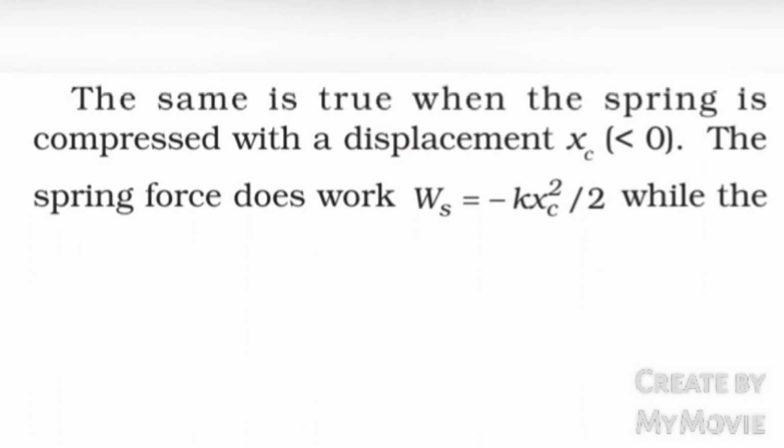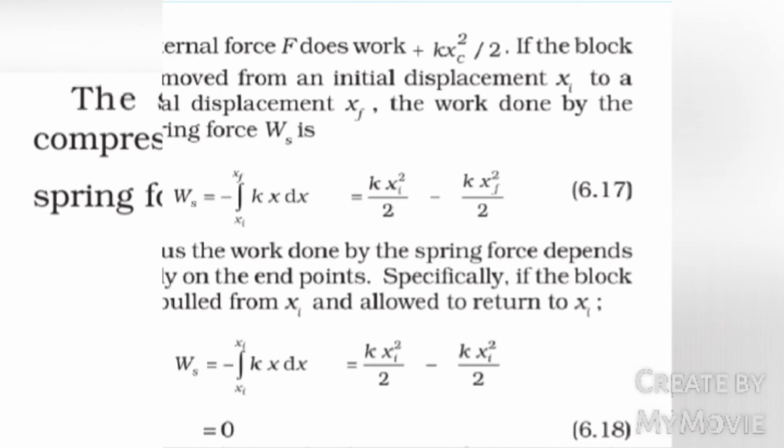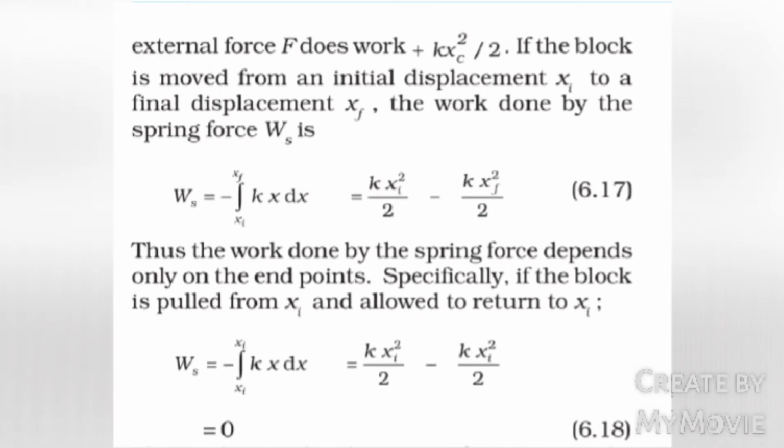The same is true when the spring is compressed with a displacement xc less than 0. The spring force does work Ws equals minus k xc square by 2, while the external force F does work plus k xc square by 2. If the block is moved from an initial displacement xi to a final displacement xf, the work done by the spring force Ws is Ws equals minus integral xi to xf kx dx, which equals k xi square by 2 minus k xf square by 2. Thus, the work done by the spring force depends only on the end points.